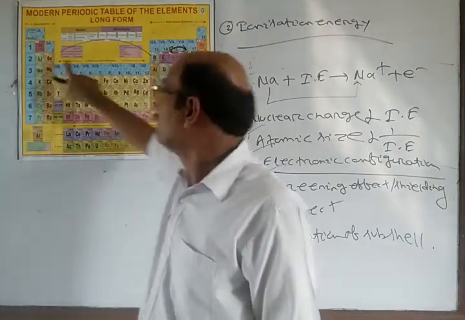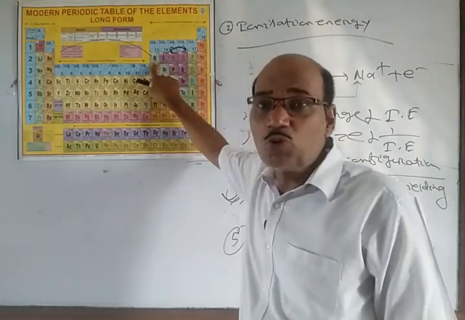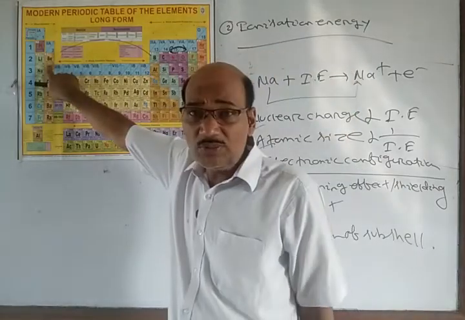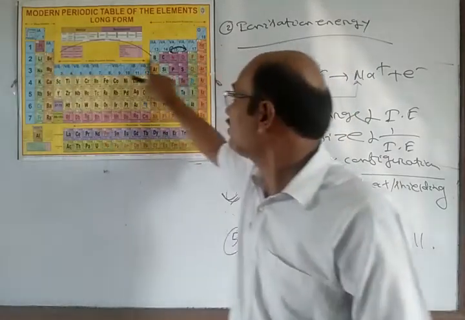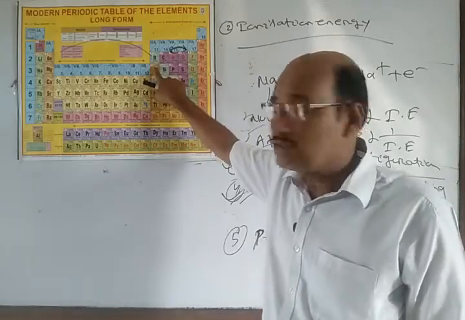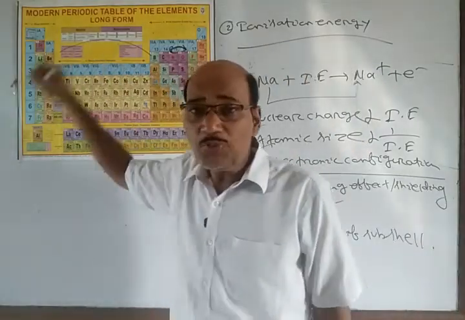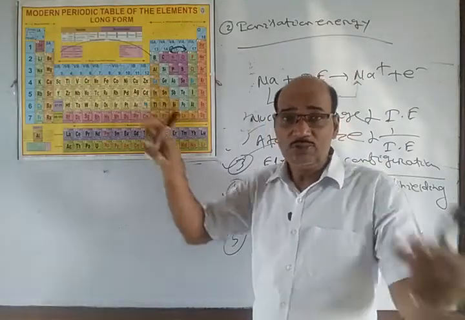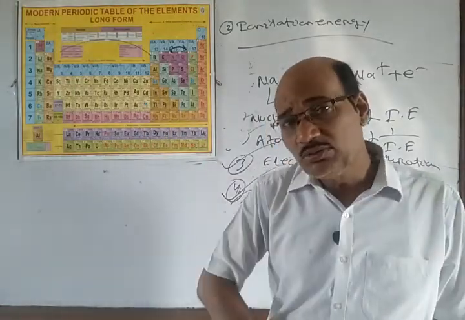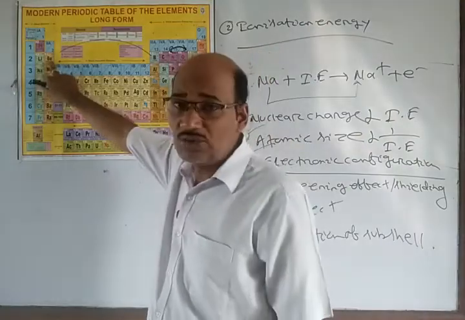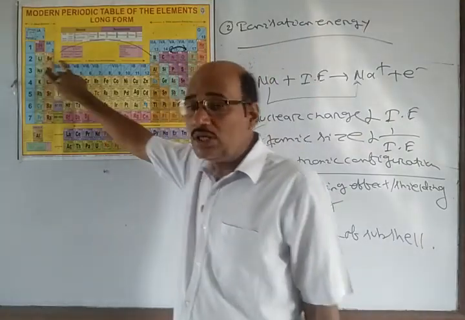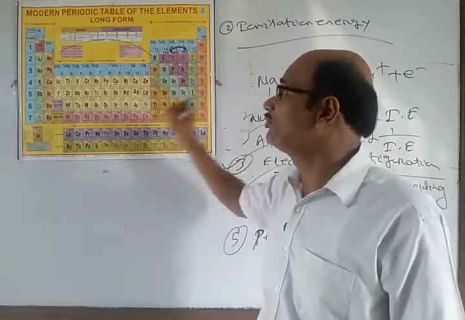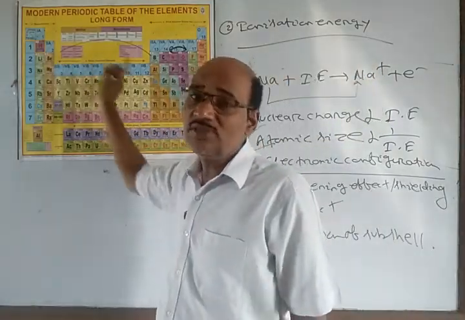1s2, 2s2, here 1s2, 2s2, 2p1. So here we will remove the electron from the 2s, but here from what? 2p, and the s orbital is more penetrated to the nucleus than 2p. That's why we need more energy to remove the electron from the 2s of beryllium as compared to the 2p of the boron, and hence the ionization energy of beryllium is more than boron.